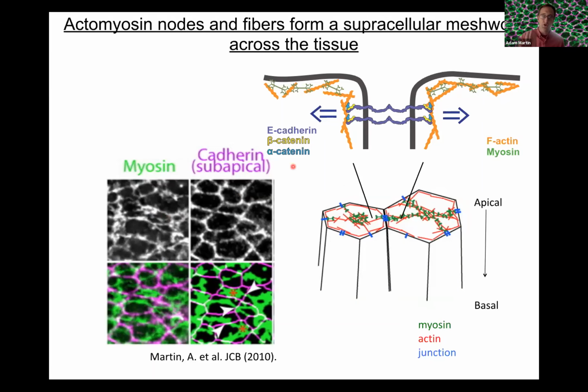So a molecular interpretation for what these fibers represent is these fibers are reaching out from this central myosin node and connecting to adherens junction structures that are providing a mechanical anchor point between cells so that essentially myosin fibers can connect between cells and the cells can pull against each other. Okay, so the myosin cytoskeleton is forming a tissue-wide or supracellular meshwork across hundreds of cells in the tissue.